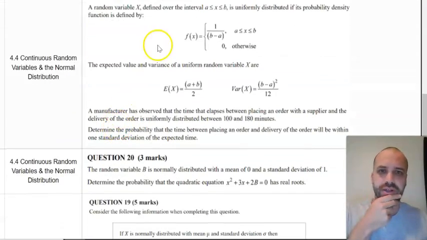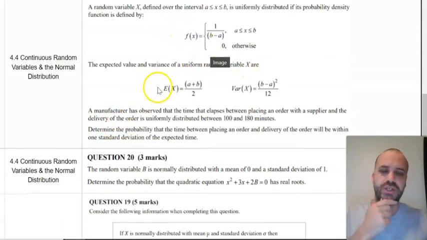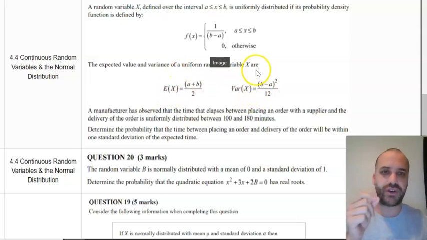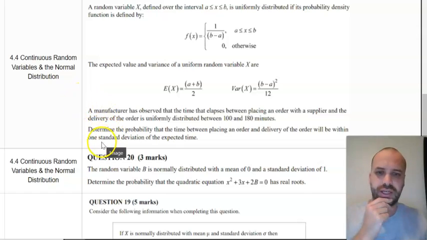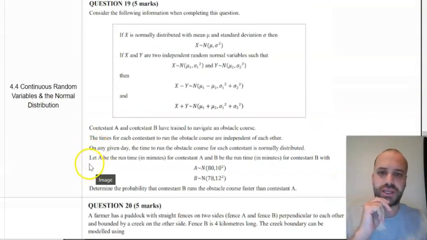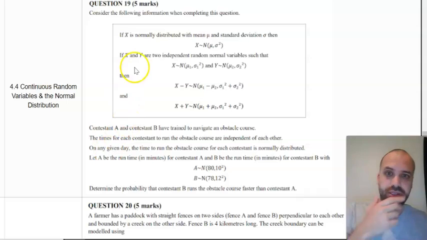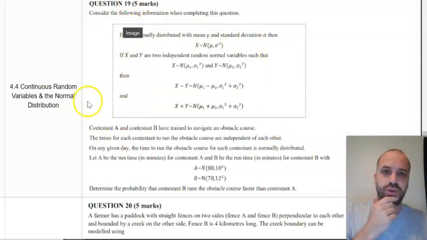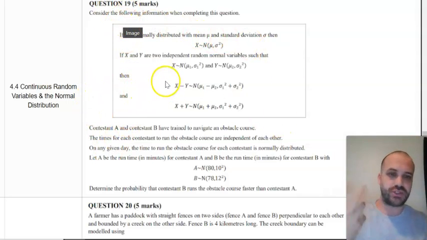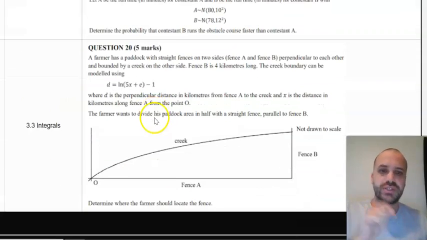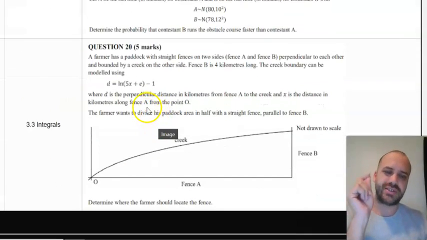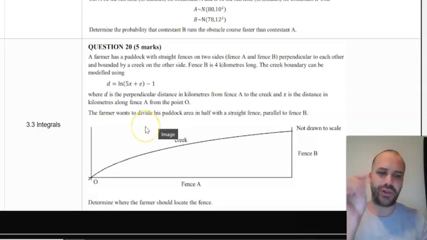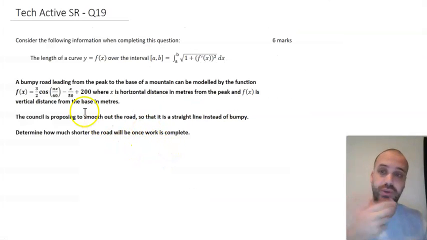In here, they give us some new information about the expected value and the variance of a very special kind of probability density function. In a public mock that they handed out 3 or 4 years ago, they gave us this little box with a bunch of information about distributions. So this kind of stunt is one that the QCAA does a lot. All right, so let's move on to the question.